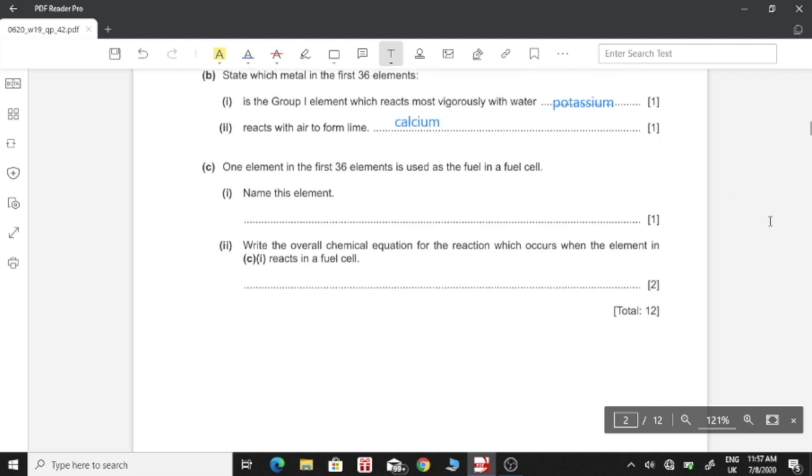C. The one element in the first 36 elements is used as the fuel in a fuel cell. Name this element. So this is hydrogen.